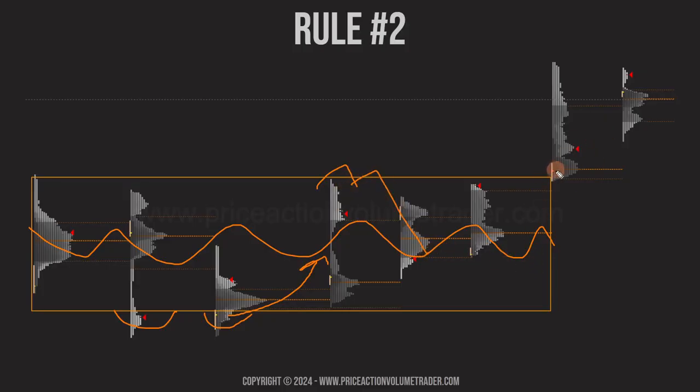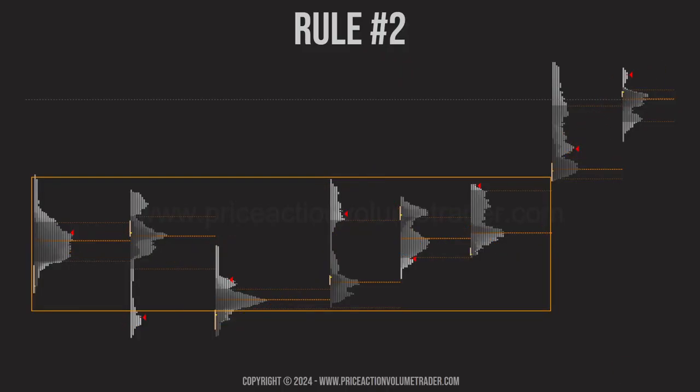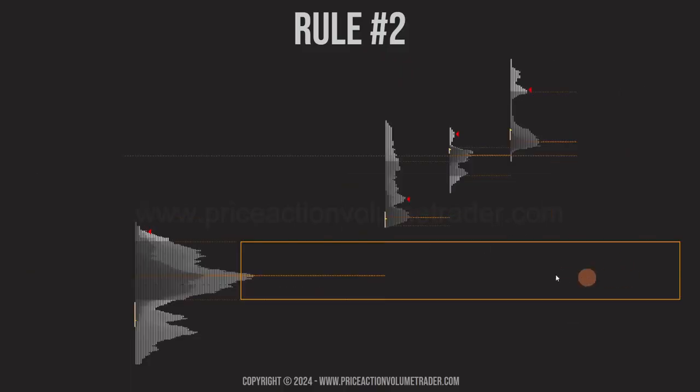So until we have, in this case, now we have an open up here, a push, and then we do have a close out of balance, then now this is indicative that, okay, now we might be starting an impulse trending move. Here's another example.